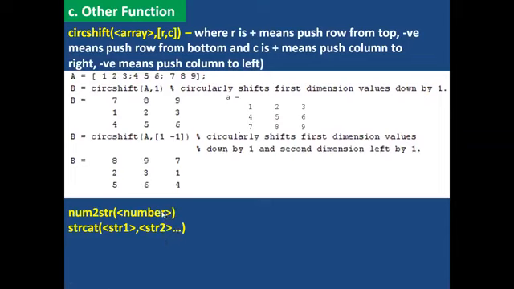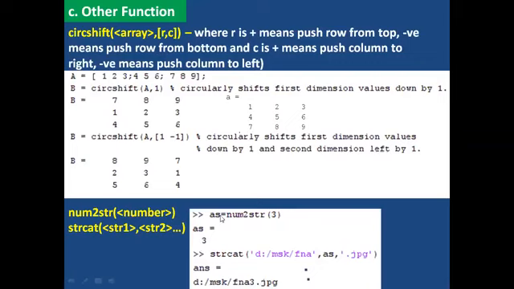And number to string. This function will take integer value or number as input and it will convert it into string. And strcat is a function: whatever strings you are giving inside, it will concatenate all the strings and give you a single string. So this num2str function converts the numerical value 3 into string. In strcat, this is string number 1, this is string number 2, string number 3. 3 strings are joined together, I'll get a single string using strcat function.